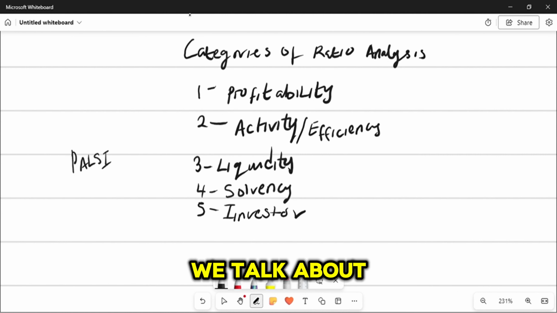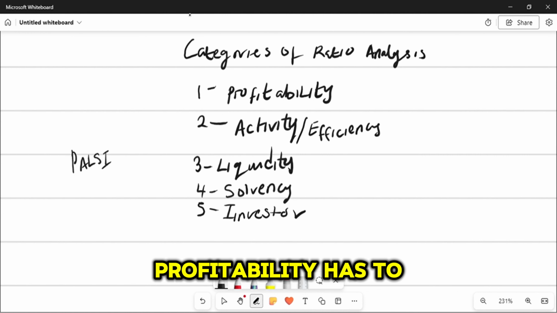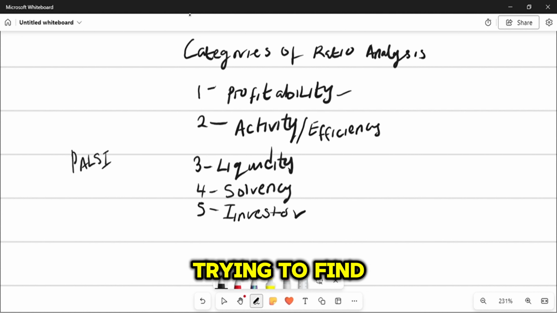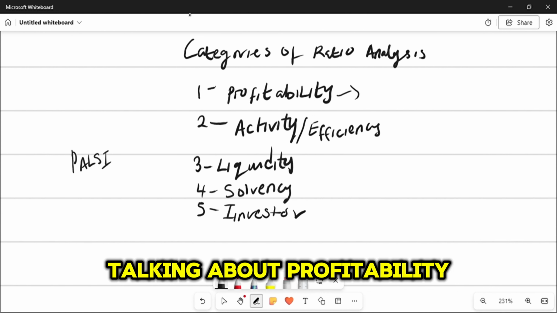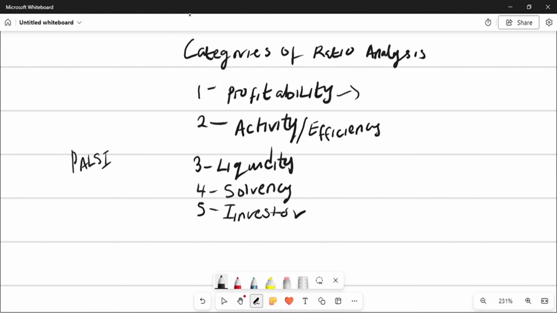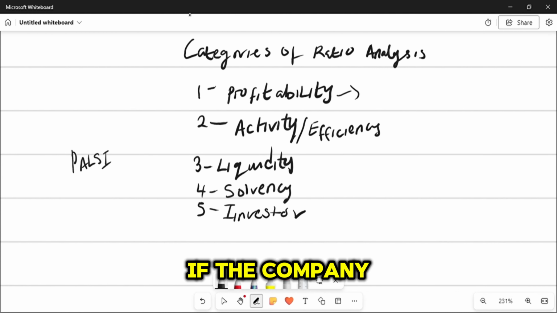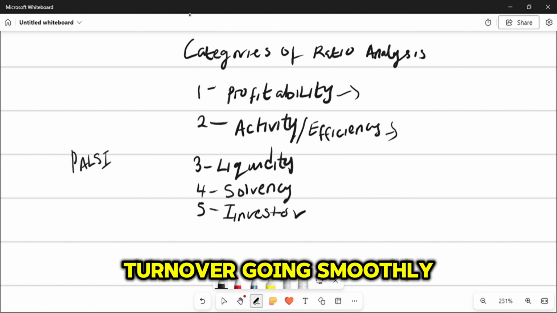When we talk about profitability ratio, profitability has to do with the profit. We are trying to find the relationship to interpret the profitability of the company, knowing if the company is being profitable or not. When we talk about activity ratio or efficiency ratio, we're trying to figure out if this company is being efficient. How efficient are they in the activities they are carrying out? Is turnover going smoothly?